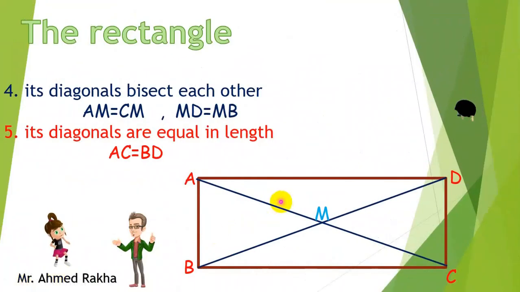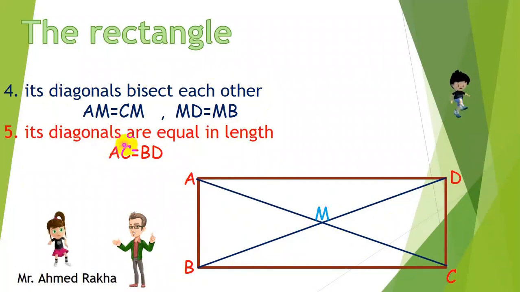Here we'll talk about the diagonal. The diagonal is a line joining non-successive vertices. So we have here two diagonals, the diagonal AC and the other diagonal BD. What about these diagonals? Its diagonals bisect each other. That means M is the midpoint of AC and M is also the midpoint of BD. The length of AM equals the length of MC. The length of MD equals the length of MB, as we write here.